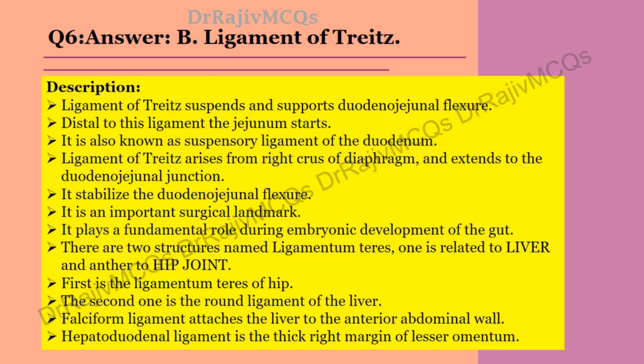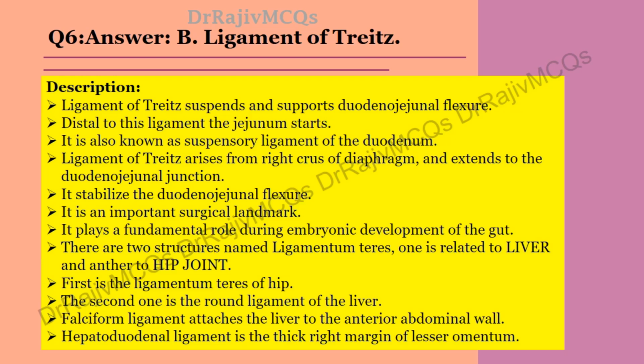The ligament of Treitz plays a fundamental role during embryonic development of the gut. It holds the duodenum during rotation of the gut around the superior mesenteric artery. Any abnormal increase in the length of the ligament can cause intestinal malrotation, whereas abnormal thickening, hypertrophy, or shortening of the ligament can lead to superior mesenteric artery syndrome.